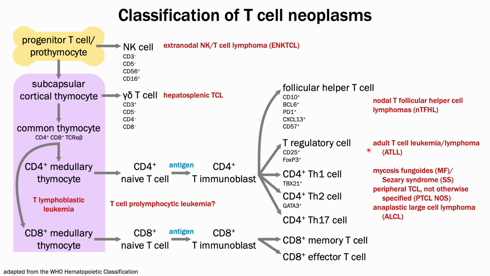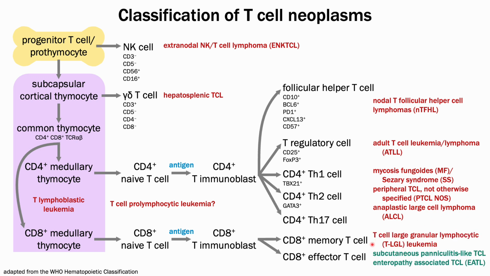Adult T-cell leukemia lymphoma, or ATLL, is a typically CD4 positive T-cell lymphoma resulting from transformation by human T-lymphotropic virus 1, or HTLV1, which is endemic in Asia. It's a lymphoma of T regulatory cells, and so it expresses CD25 and FOXP3.